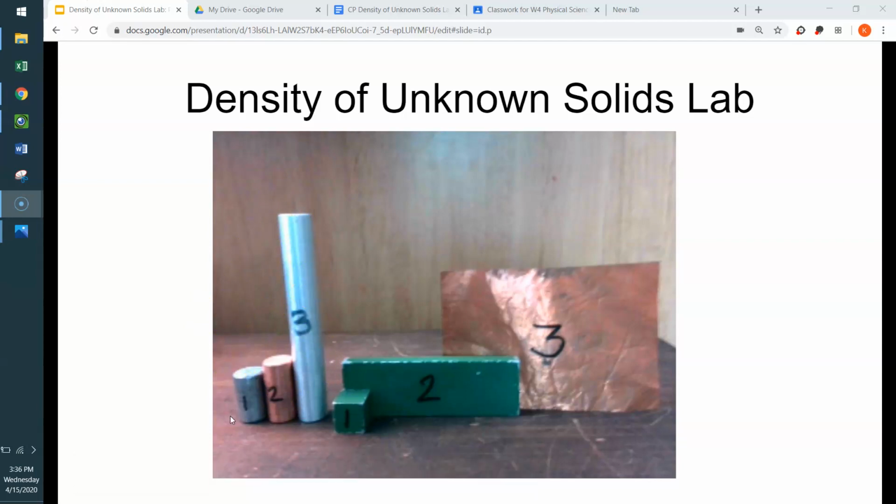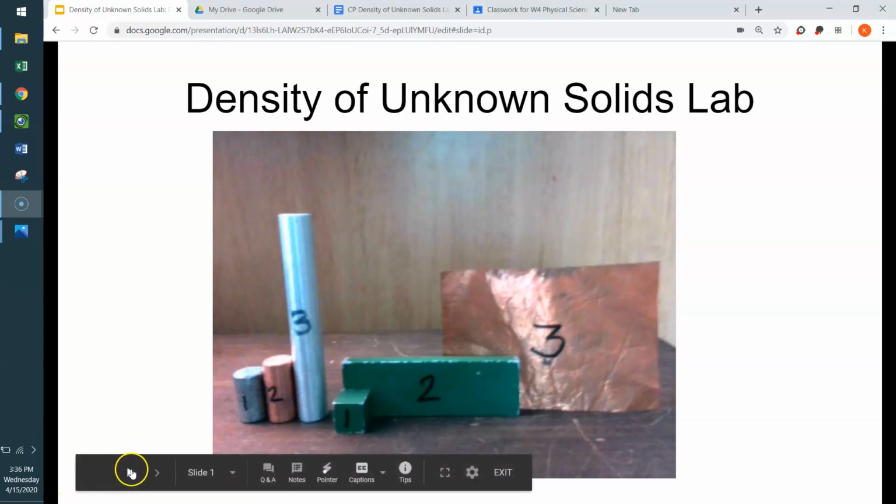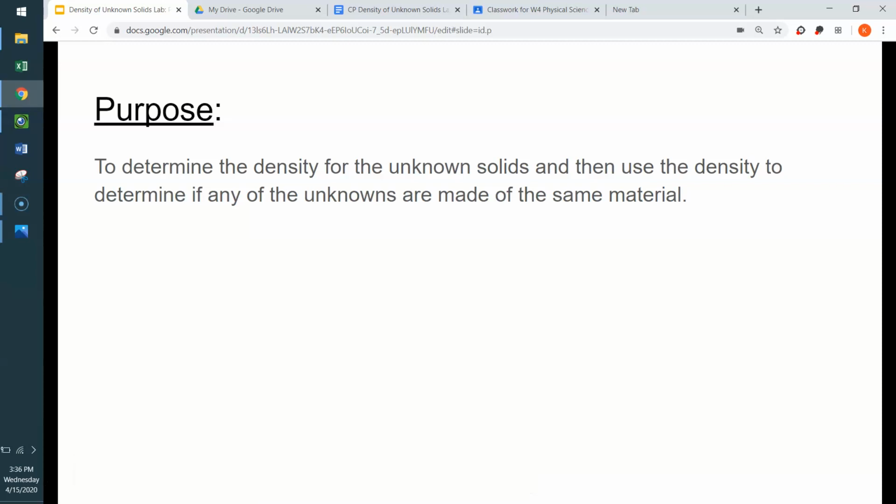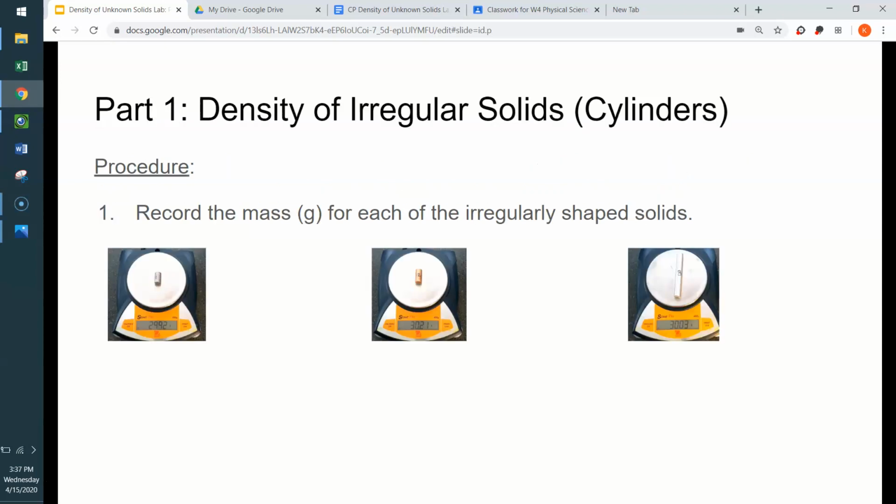And you're going to be determining the density for these unknowns, and then trying to use that density to help figure out if any of these 6 objects are going to be made of the same material. So today we're really focusing on finding the density for those 3 irregularly shaped objects, the cylinders, and then determining what they are based on their density. So here we go.